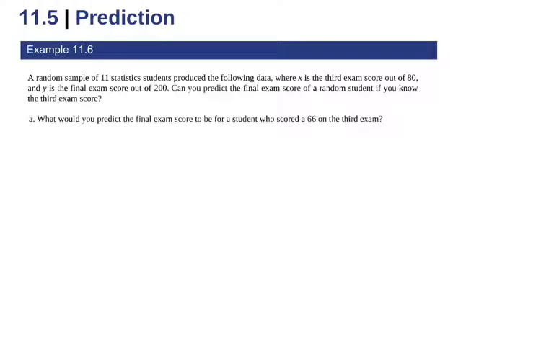So in this video, we're going to look at 11.5 and 11.6. So talking about predictions from the linear regression and then how to determine if we have an outlier or not. And so we're going to use example 11.6 to illustrate this. So same example we've been looking at with the exams of students.